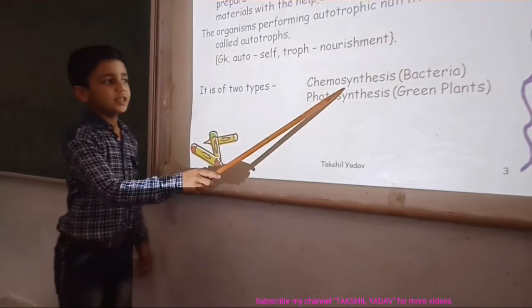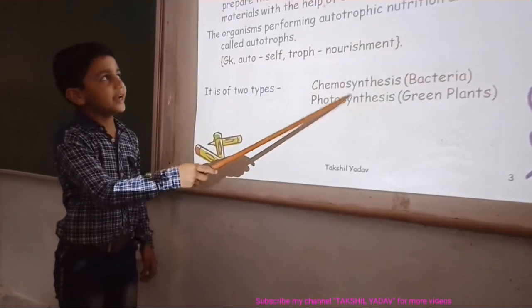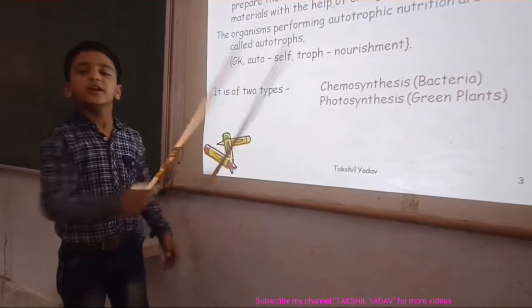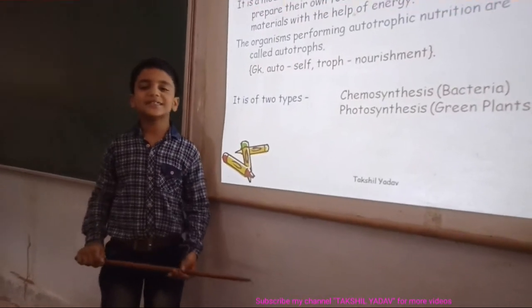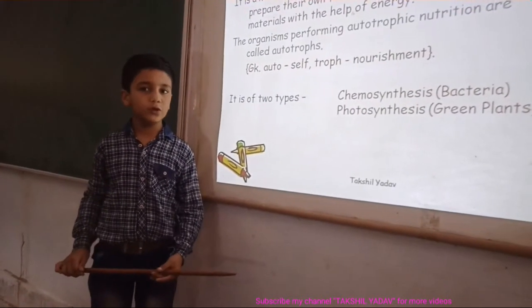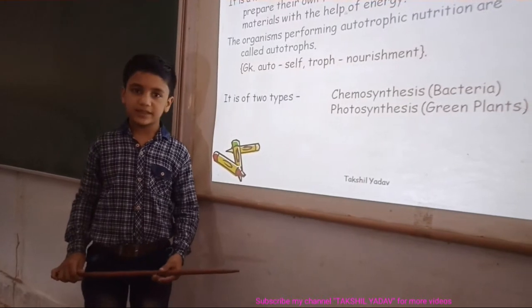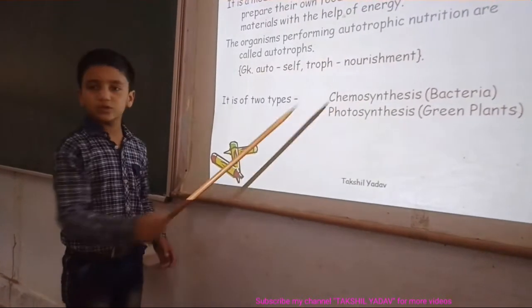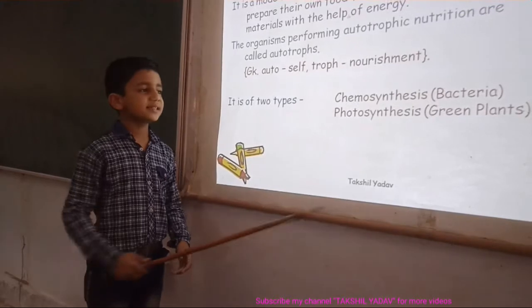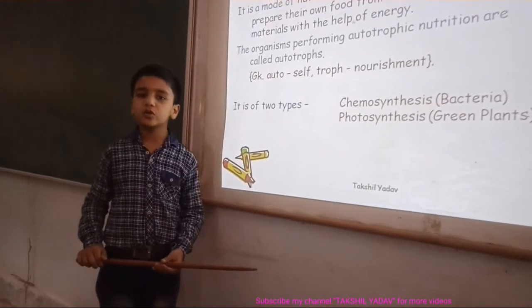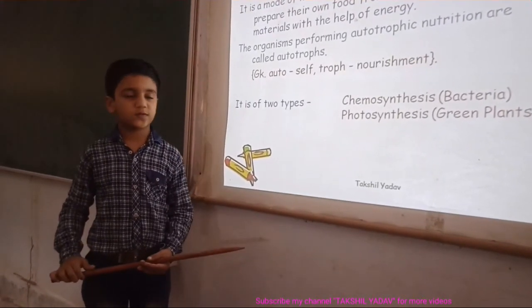The first type is chemosynthesis. It is that type of autotrophic nutrition in which an organism is able to make its own food with the help of some chemicals. It is known as chemosynthesis. For example, some bacteria are known as chemoautotrophs.